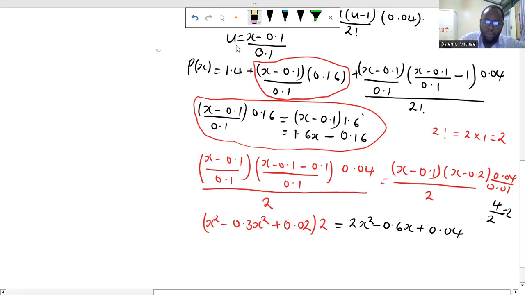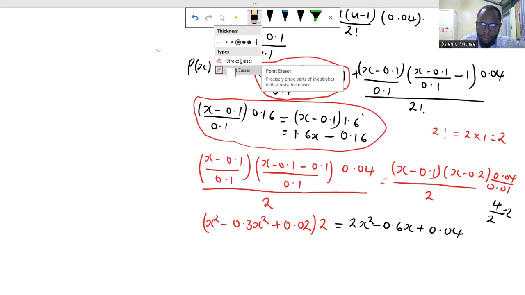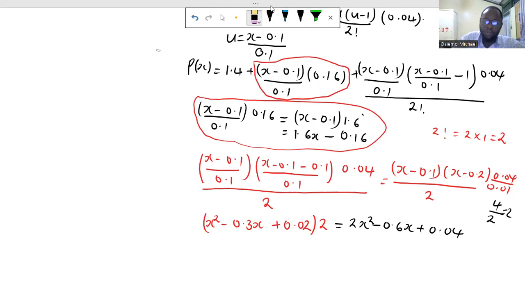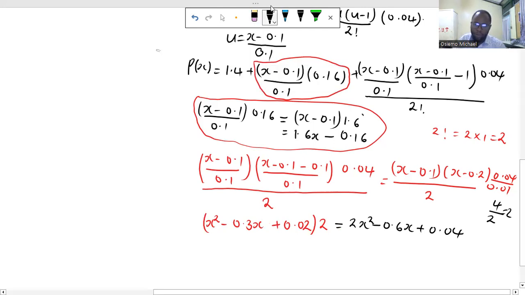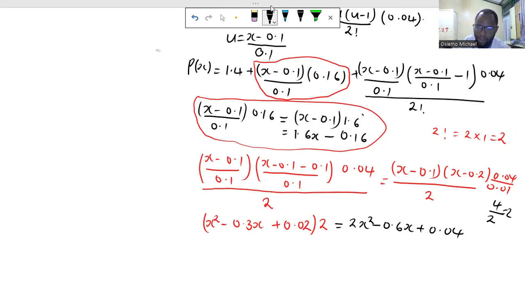Now this x squared is not supposed to be there, so we remove this x squared here. Let us remove the x squared like that. So you should remain with 0.3x. When multiplied by 2, you get negative 0.6x, then plus that.